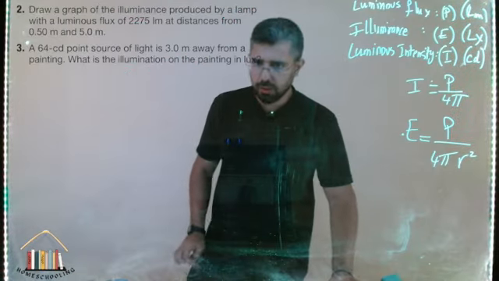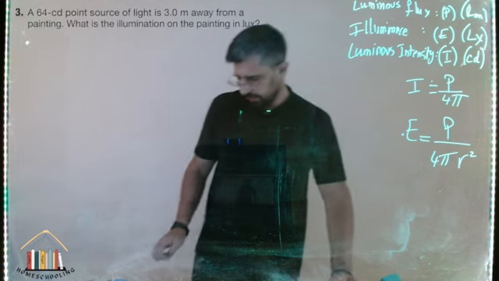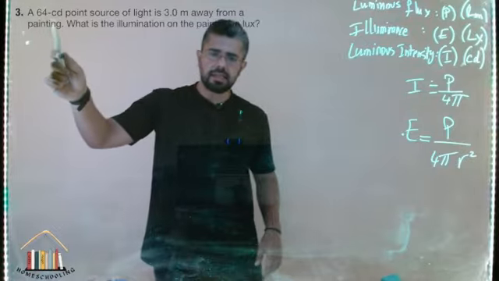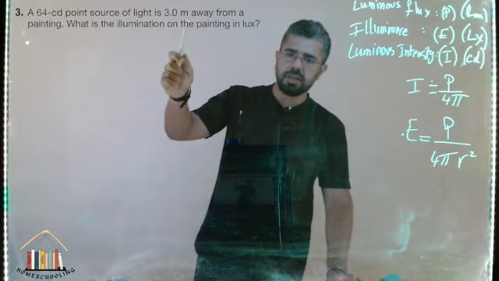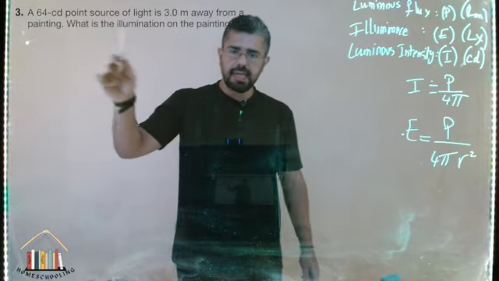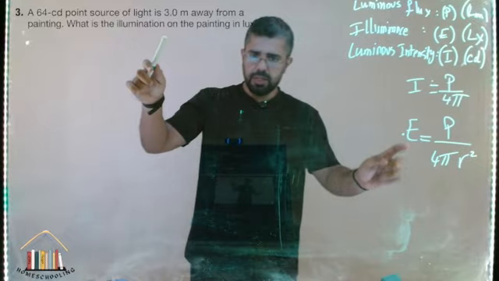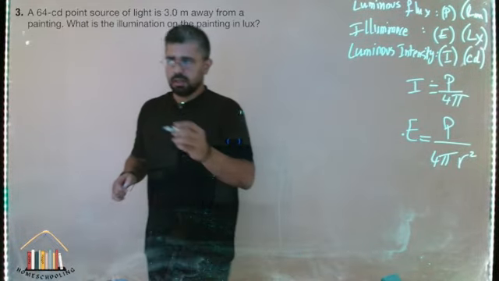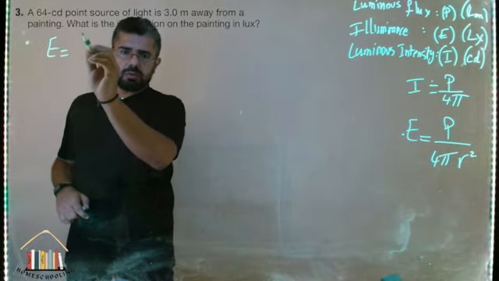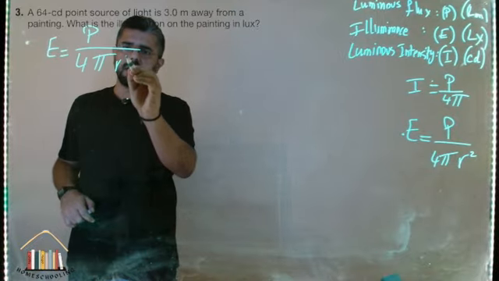Okay, starting with question number 3 here. All right, so we have a 64 CD or candelas point source of light, 3 meters away from a painting. What is the illumination? So illumination, we mean by that the E. We have to calculate the E of the painting. So let's write the equation of E. So E is equal to P over 4 pi r square.